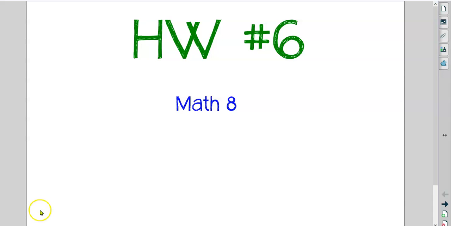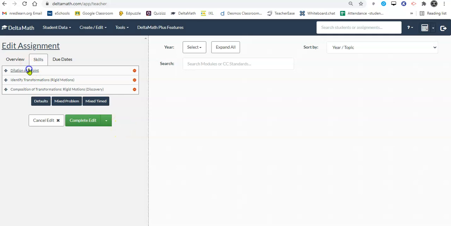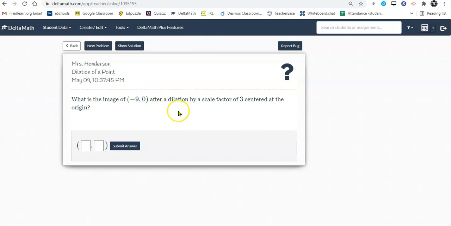This tutorial will help you to complete the questions on homework number 6. Let's take a look. First topic is the dilation of a point. So a dilation is a shrinking or a growing of a coordinate point by multiplying by some factor value.